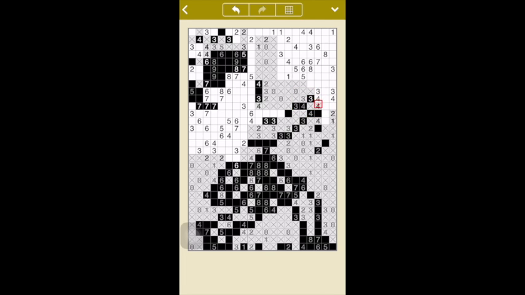4 under 4, right? Same number. So 2 black spaces and 1 gray. These 2 will also become black spaces, and this will become gray. Right? I found the 3, 4.